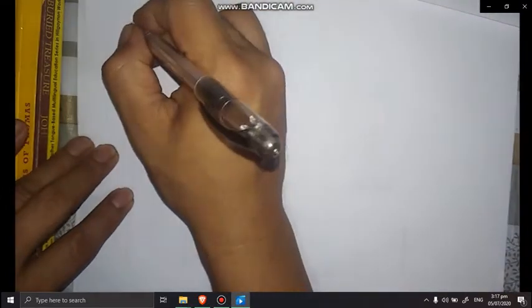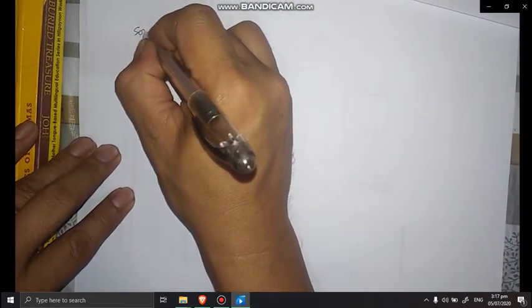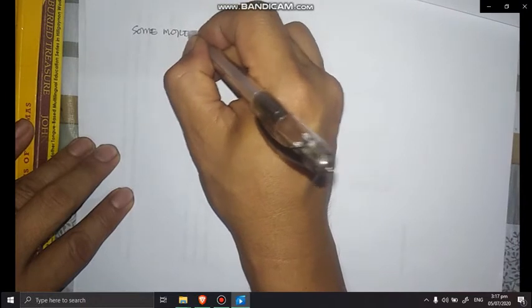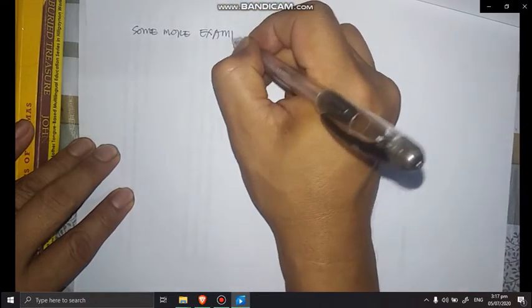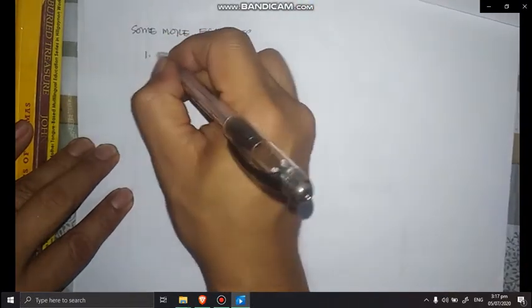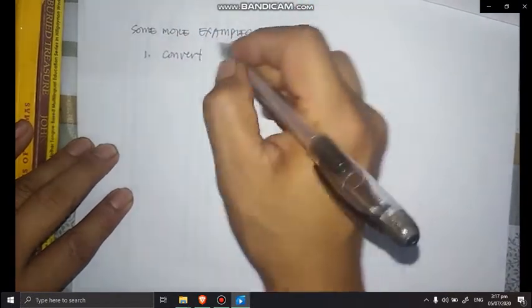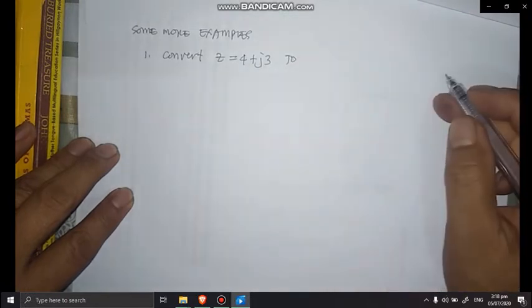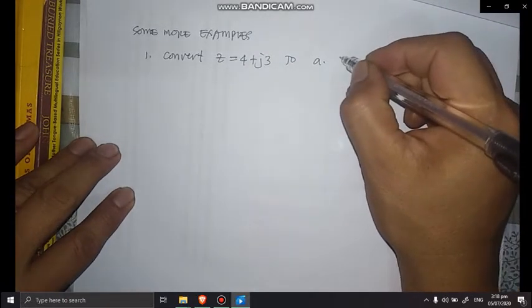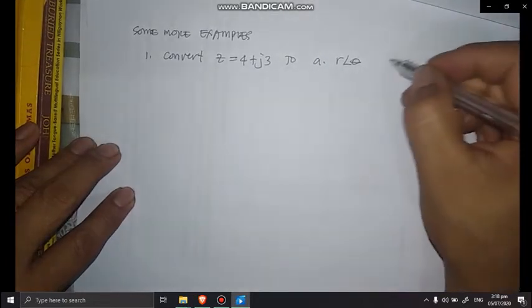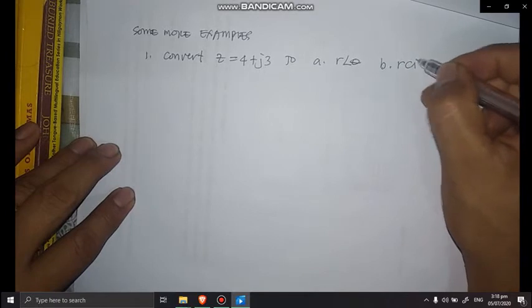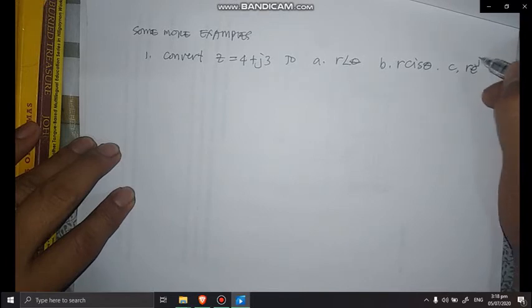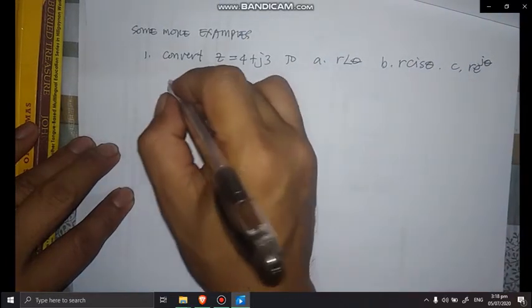Okay, this time, get a piece of paper. Before that, now we will solve some more examples. Let's convert z is equal to 4 plus j3 to (a) r angle theta, that is the polar form, (b) r cis theta, and (c) r e raised to j theta, that is the exponential form.